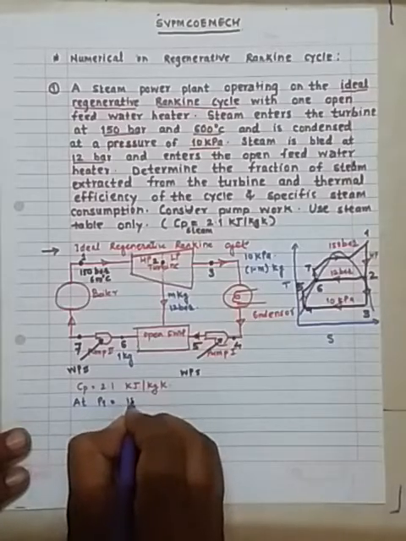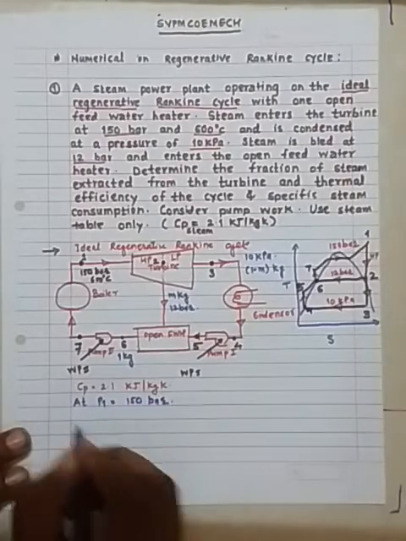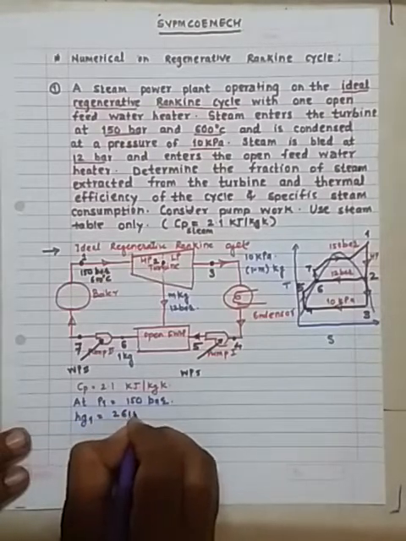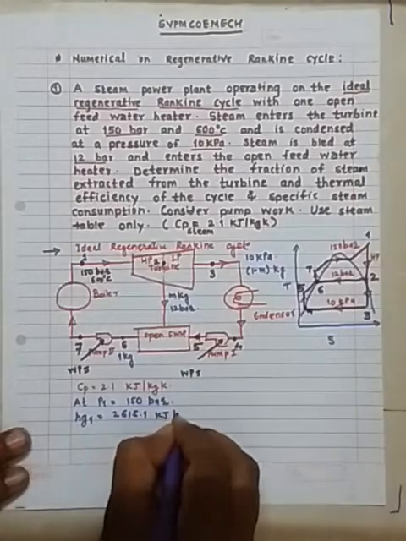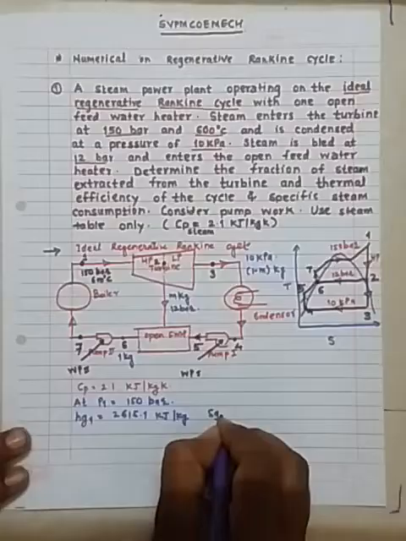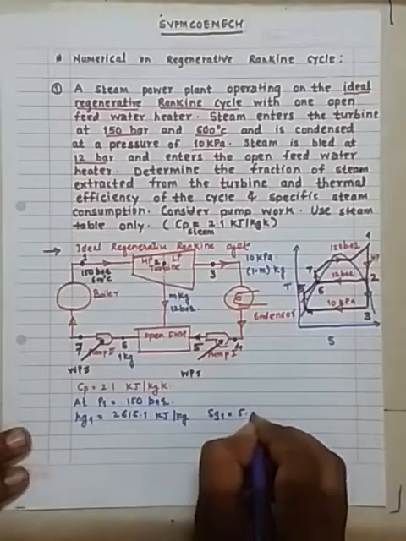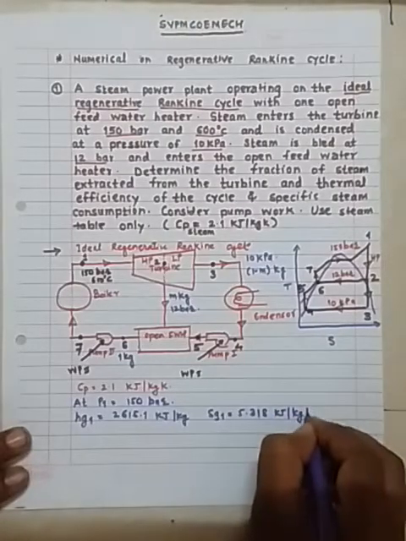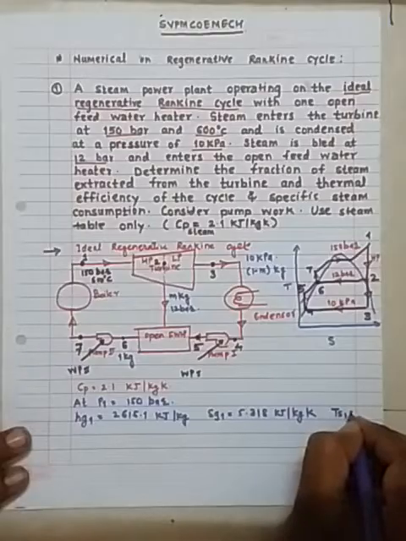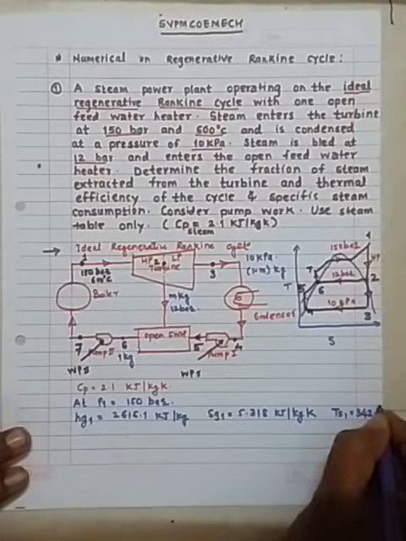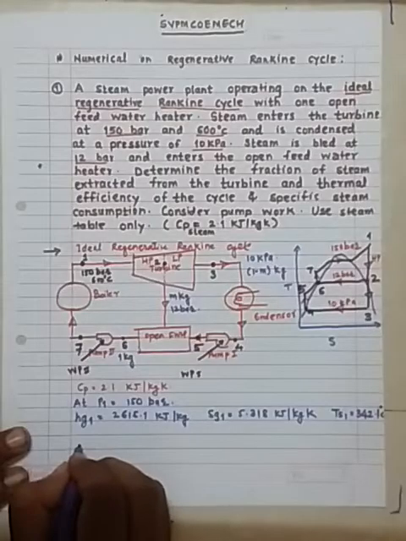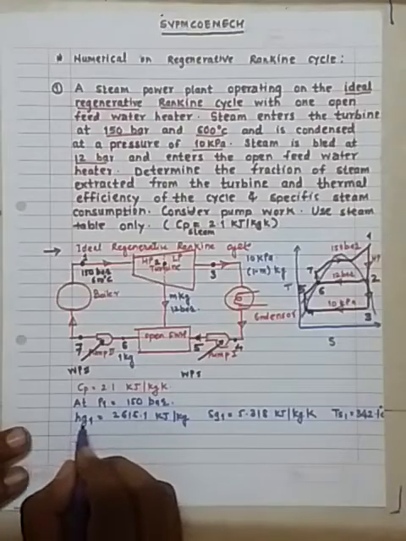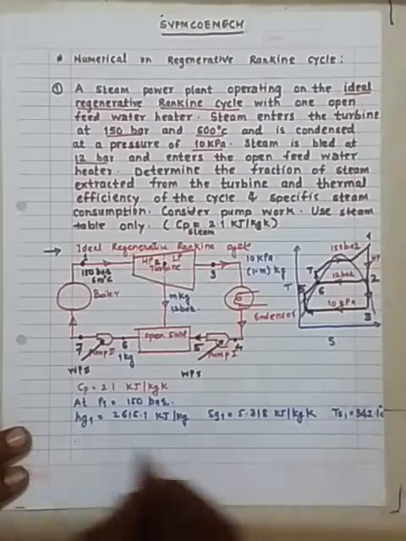So I can write P1 is equal to 150 bar. From the steam table I can write Hg1 is 2615.1 kilojoule per kg, Sg1 is equal to 5.318 kilojoule per kg Kelvin, and Ts1 is 342.1 degree centigrade. As we have to use only the steam table, we have to note down Hg1, Sg1 and Ts1 from the steam table.